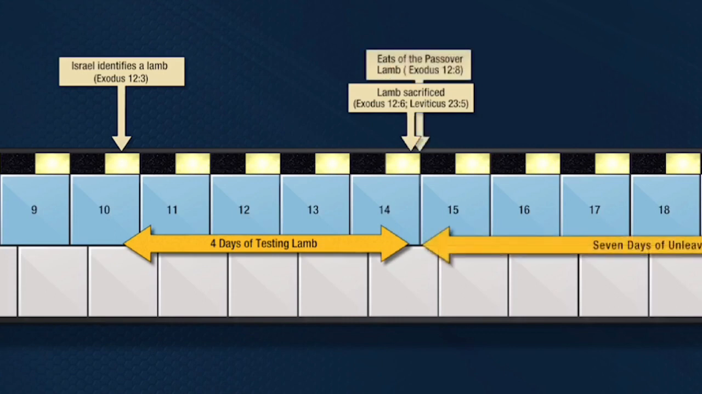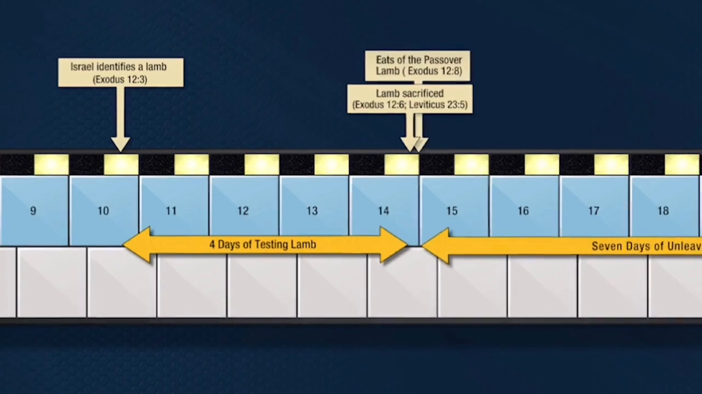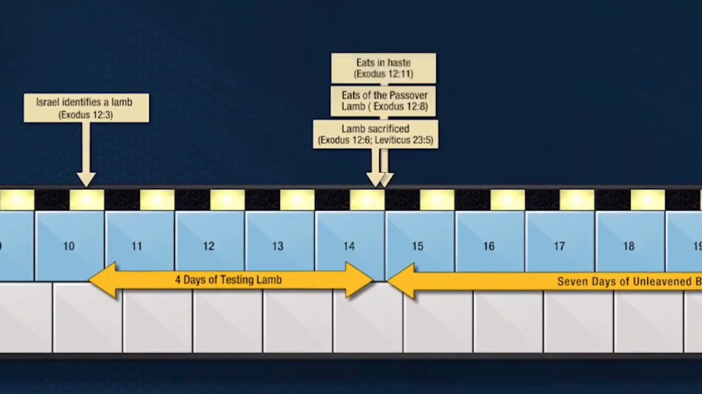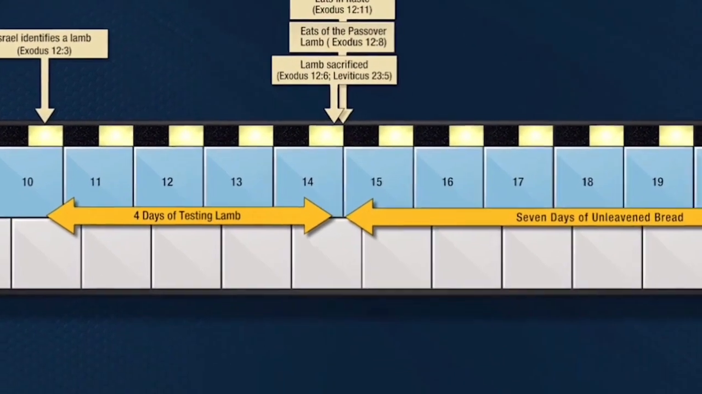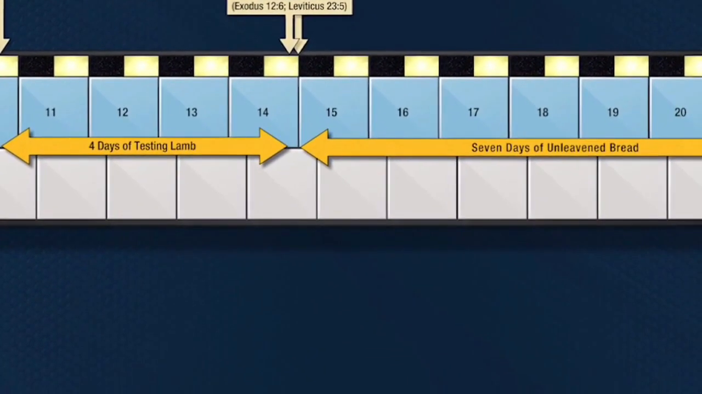Number 3, Israel eats of the Passover lamb that night. Number 4, Israel eats in haste, belts fastened, with the sandals on their feet and staffs in their hand, so they are ready to go at a moment's notice that same night. Number 5, eating the Passover lamb that night is called the Feast of Unleavened Bread, and is declared to be the day that Yahweh brought Israel out of Egypt. The Feast of Unleavened Bread is declared to be on the 15th day of the month. Notice that morning has not yet occurred.